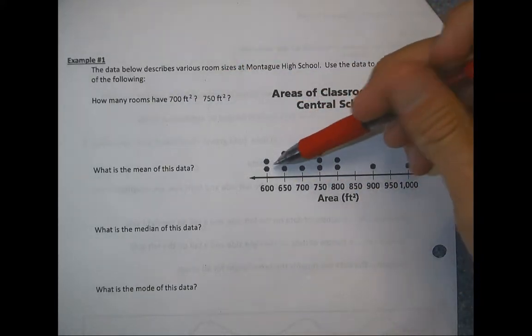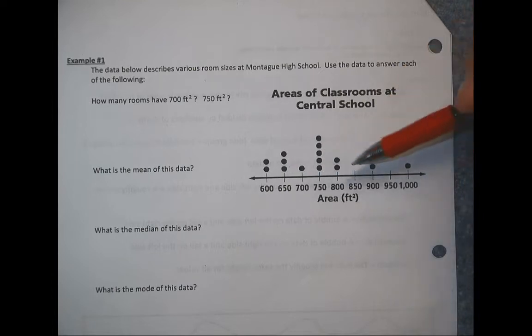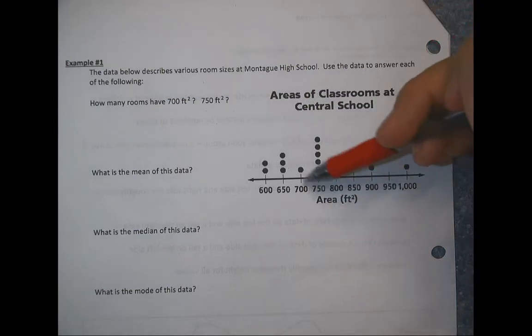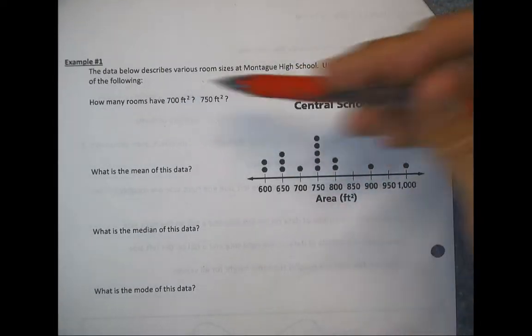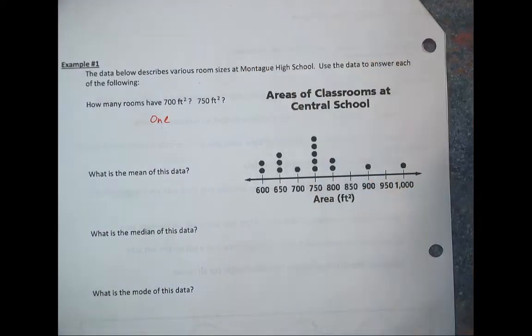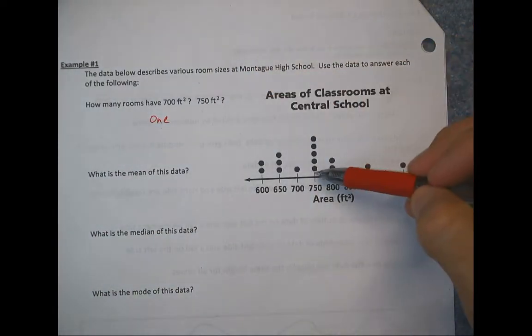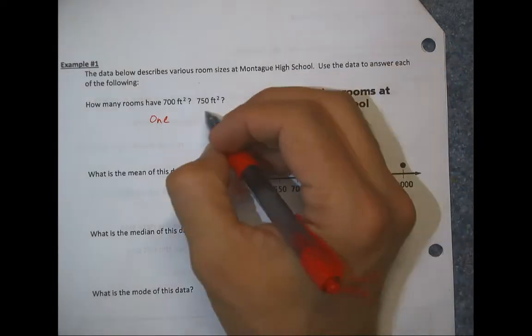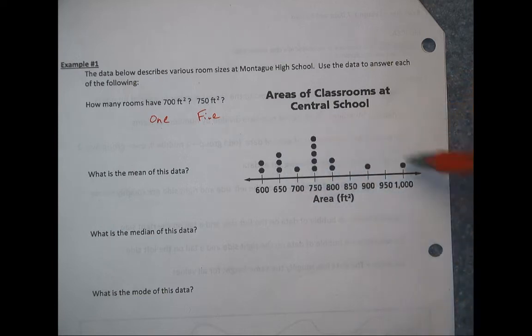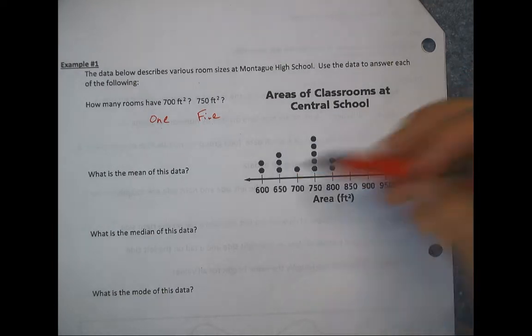So each one of these circles represents a room, areas of classrooms. And this says that Central High School, Montague High School, whatever. So specifically, how many rooms have 700 feet? And the answer here is 1. How many have 750? Each one of these represents a room, and so that would be 5. So we're just making sure we understand what this is. So one room has 1,000, one has 900, 2 have 800, on and on and on.